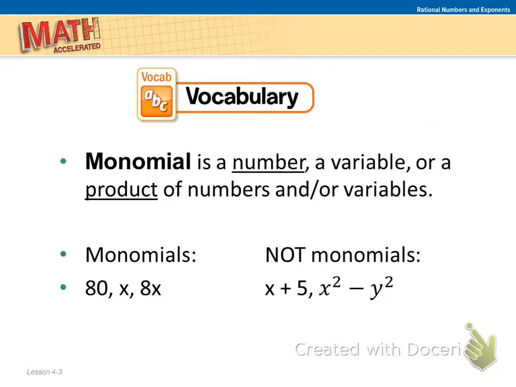So first let's talk about what a monomial is. A monomial is a number, a variable, or the product of those two. Okay? So the blanks you should be able to fill out in your notes.